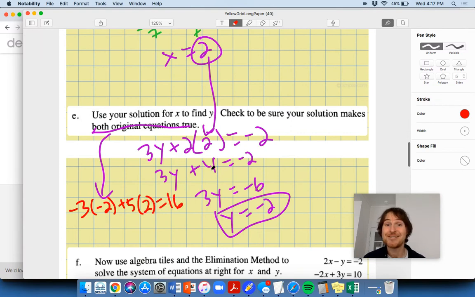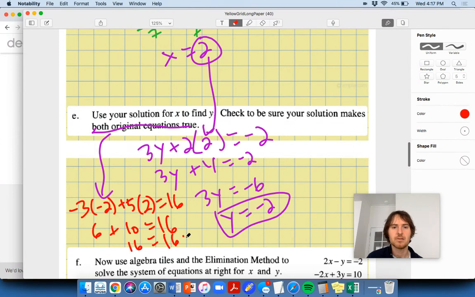Let's check to see if that is a solution to this equation, the second equation. We know it's true here because I solved for it. I got -2, and 3y plus 2x equals -2, so we're just doing the second equation right now. -3 times -2 is 6. 5 times 2 is 10. Does 6 plus 10 equal 16? Yes, it does. Indeed, indeed.